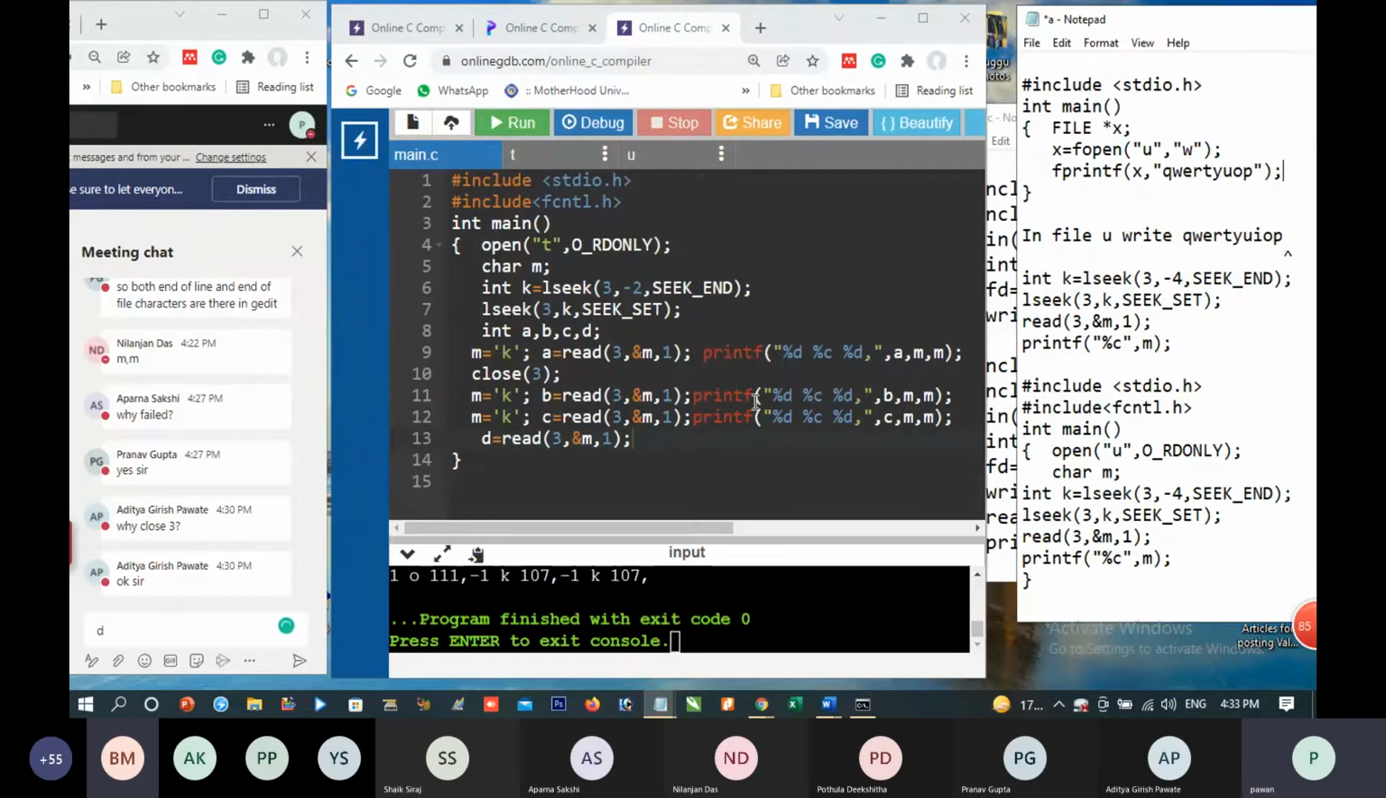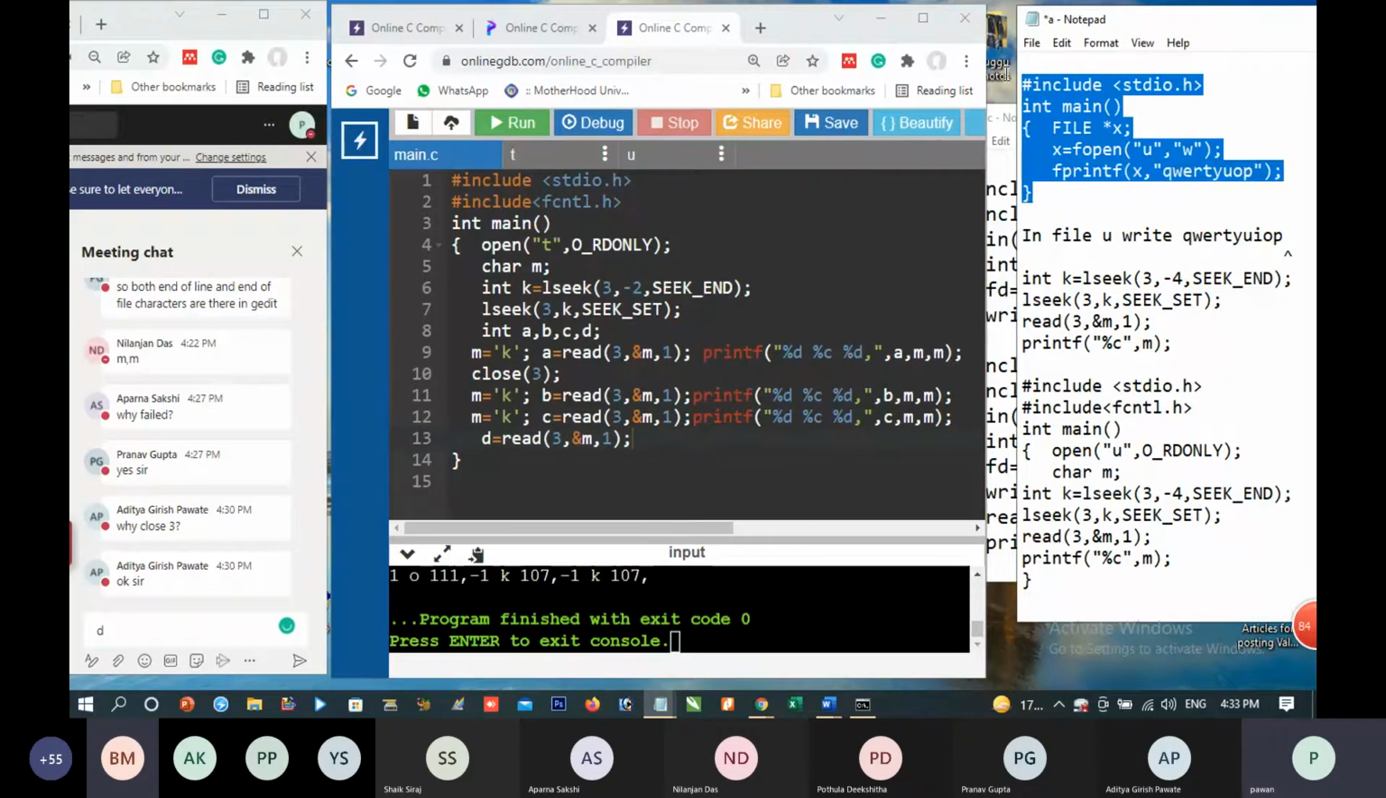Any doubt till now? Then we shall further proceed and we shall see how to write something after the end of the file. We shall study that method. We shall see to it.